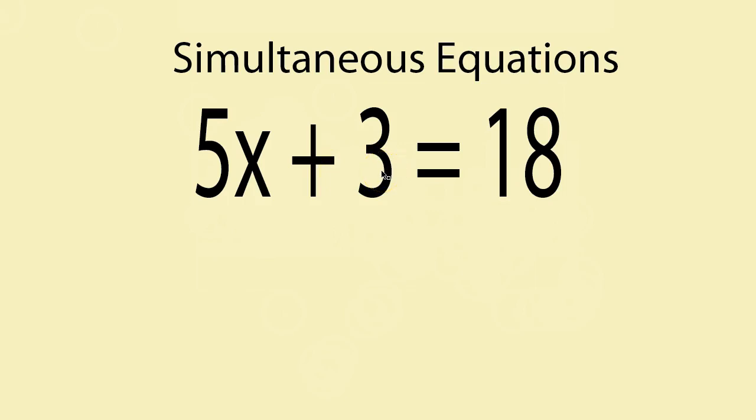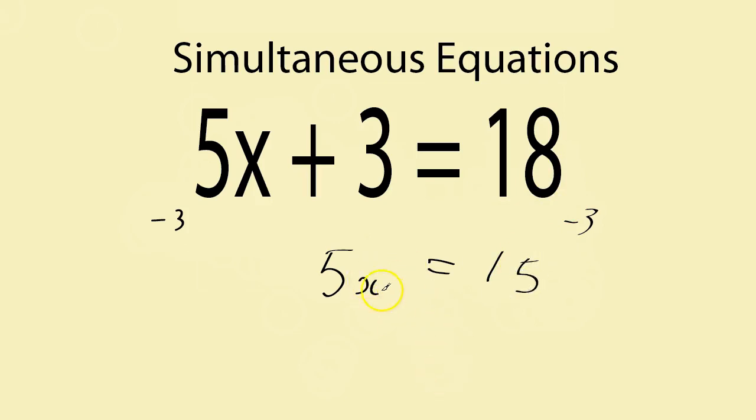So to solve this, we're going to try to get x on its own. First thing we need to do is to subtract 3 from both sides. Our next line of algebra is going to say, well, 5x plus 3 take away 3 just leaves us with 5x, and 18 take away 3 is 15.